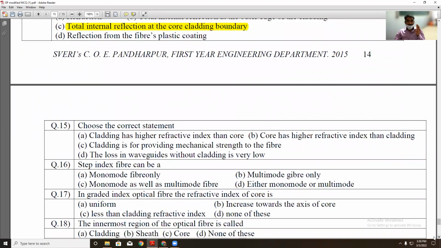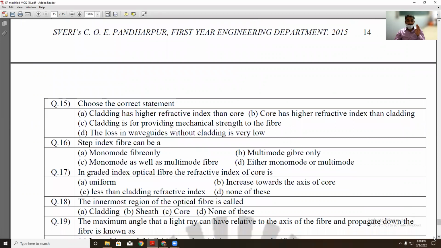Okay. Choose the correct statement. Read one by one all the statements, and then you can select the correct statement.